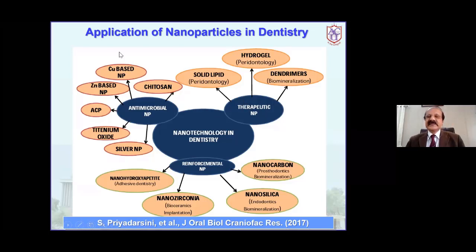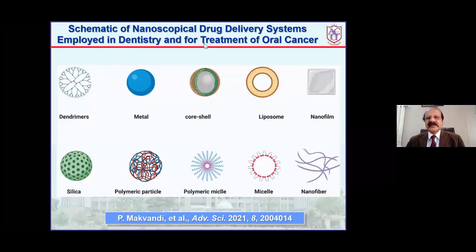Now, how we use a variety of nanoparticles in dentistry, or on the whole in various biomedical applications. These nanoparticles are normally used as carriers of drugs or biomolecules. And dendrimers are used, metals are used, core shell structures are created, liposomes are also used, coated around the nanoparticles. Then nanofilms are coated, then silica coated, then polymeric particles are conjugated, then polymeric micelles are also conjugated, then pure micelles are also conjugated with the required nanoparticles, and nanofibers are also used.